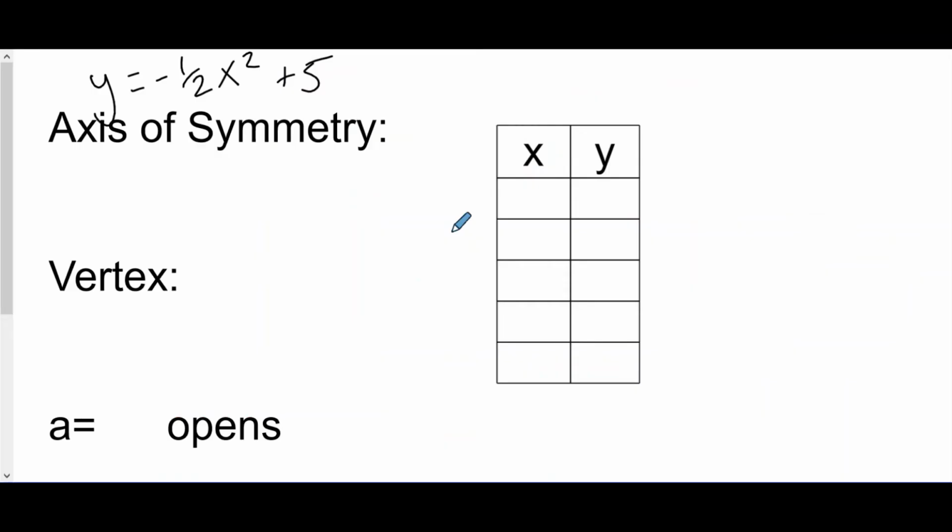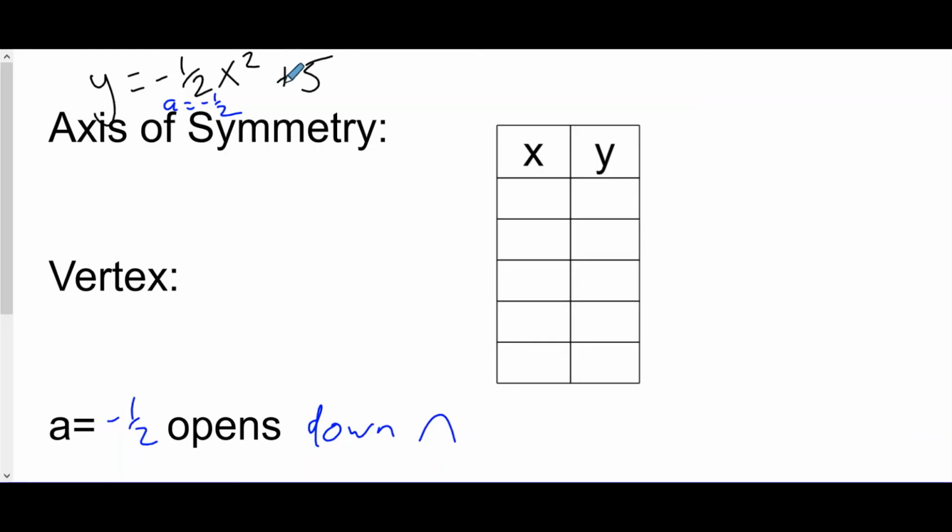So let's figure out our axis of symmetry for this second example. First, I want to figure out what A, B, and C are. So A is my x squared coefficient, so A is -1/2. Which means I can already fill out this part. If it's -1/2, it would open down. So it's going to look like this. So it's my axis of symmetry. Let's figure out B and C here.